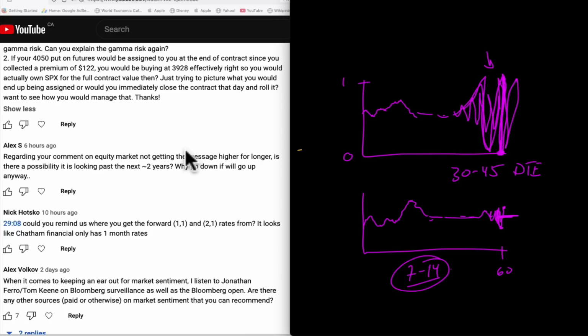Regarding your comment on equity markets not getting a message of higher for longer, is there a possibility of looking past the next two years? Why go down if it will go up? Well, if we use that argument, why would anything go down? Why would house prices ever drop in value? Because if you go out 20 years, they'll only be higher.